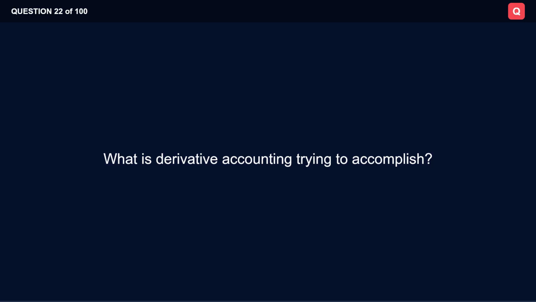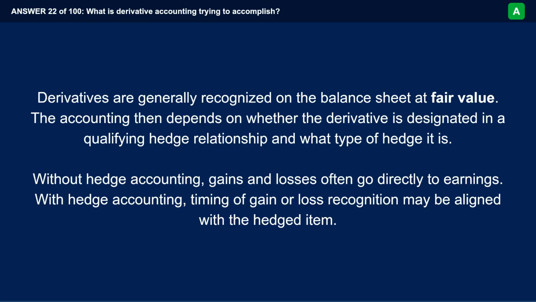What is derivative accounting trying to accomplish? Derivatives are generally recognized on the balance sheet at fair value. The accounting then depends on whether the derivative is designated in a qualifying hedge relationship and what type of hedge it is. Without hedge accounting, gains and losses often go directly to earnings. With hedge accounting, timing of gain or loss recognition may be aligned with the hedged item.